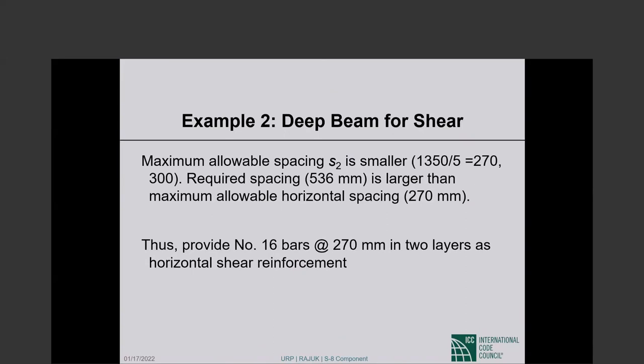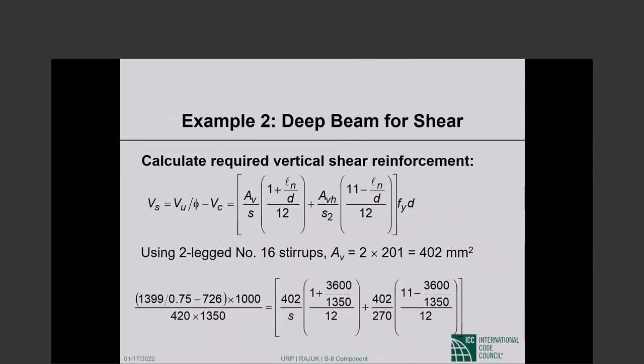So as far as horizontal reinforcement goes, we will provide two number 16 at 270 millimeters, okay? Two number 16 at 270 millimeters. That is horizontal shear reinforcement. V sub S will be V sub U by phi minus V sub C, and that is given by, you have seen the expression for V sub S.